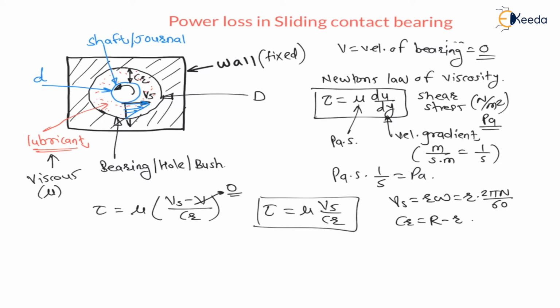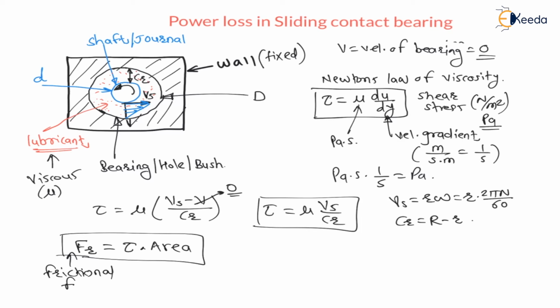Now as there is torsion or frictional shear stress, there will be a frictional force. This shear stress is induced or generated because of the forces only. Therefore this frictional force is nothing but frictional shear stress into area, and this is the frictional force in Newton. If I consider shear stress in Newton per meter square, then I have to consider area in meter square, then I will find frictional force in Newton.